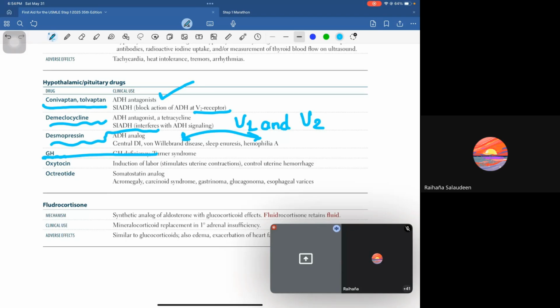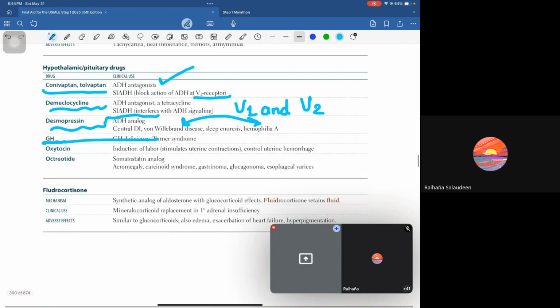Because desmopressin causes increased release of factor 8 and von Willebrand factor. Right. So we're going to have VWF, and we're going to go into the detail of this in the oncology portion or the hematology portion in very much detail, right?